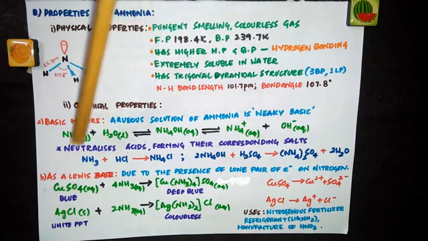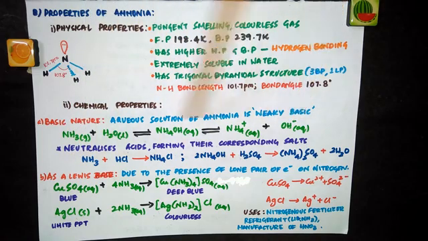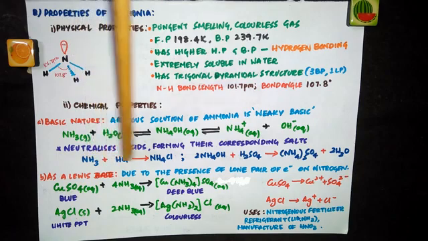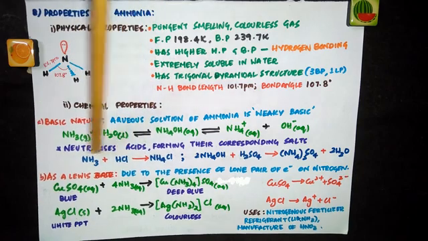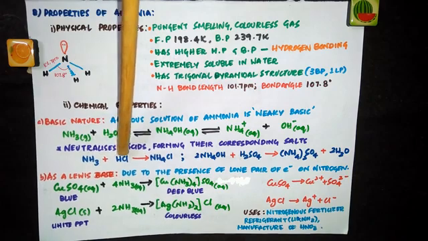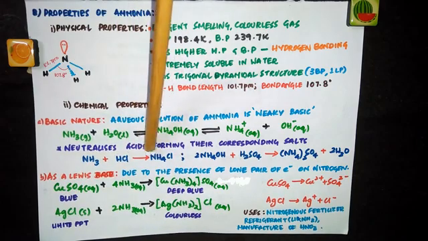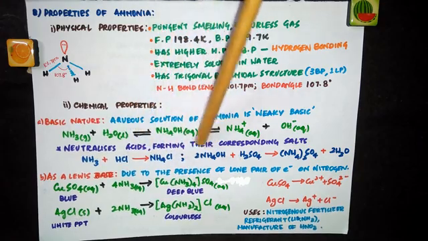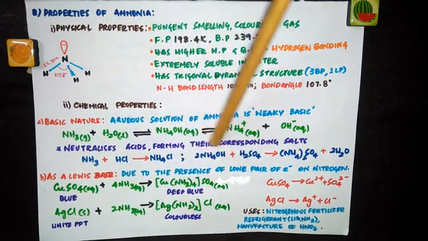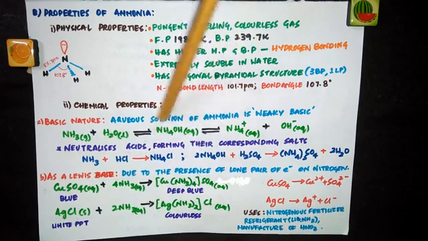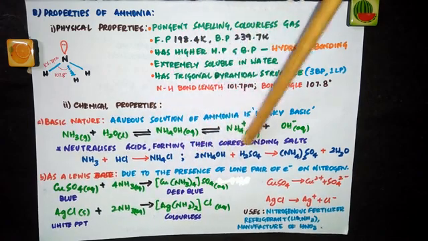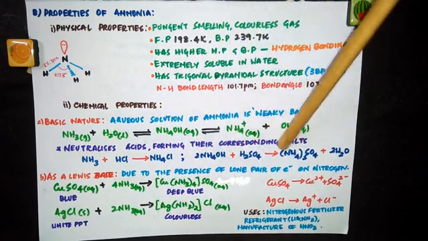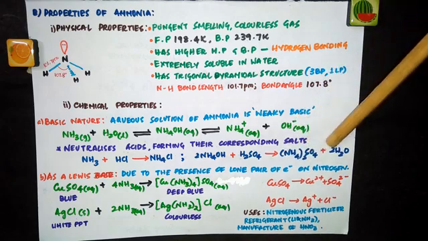Same way, since ammonia is weakly basic, when you take ammonia and treat it with any acid, it neutralizes the acid, forming the corresponding salts, NH4Cl. NH3 plus HCl gives NH4Cl. And same way, when you take the aqueous solution of ammonia, which is nothing but NH4OH, that reacts with H2SO4 to give you (NH4)2SO4 plus 2H2O.